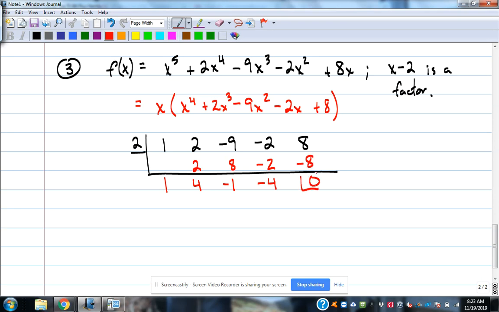And what do you know? The remainder is 0. So now our polynomial has the x that we factored out at the beginning, and now the x minus 2 that we just factored out using synthetic division. And then what's this? x to the third plus 4x squared minus x minus 4. And that little jewel has what?